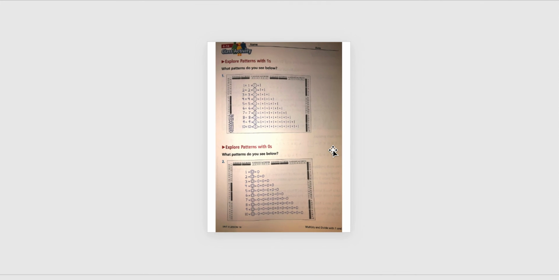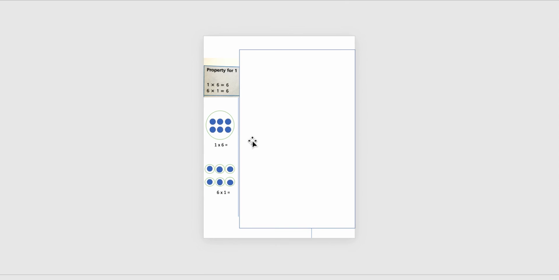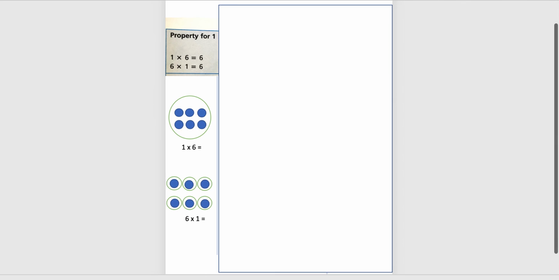Now, I am going to have you pause and then take a look at this next slide. I have kind of broken down the back page of our class activity to hopefully help you understand it a little bit better. With ones and zeros come different properties. So for multiplying times 1, we have the property for 1. That just tells us that anything times 1 is the number itself.